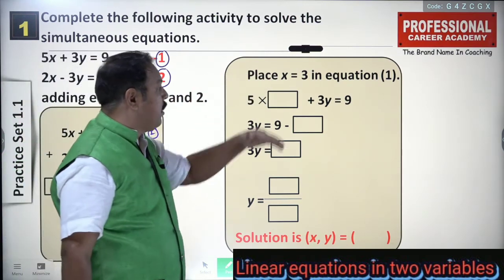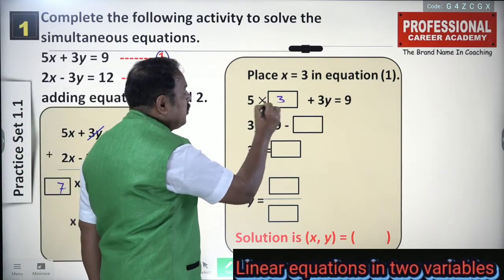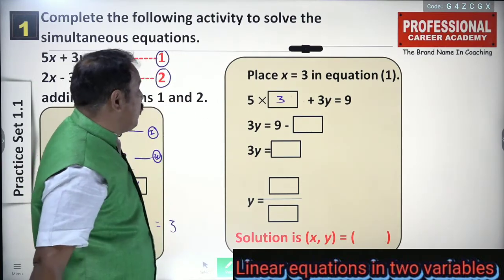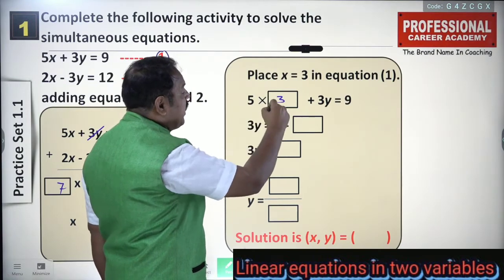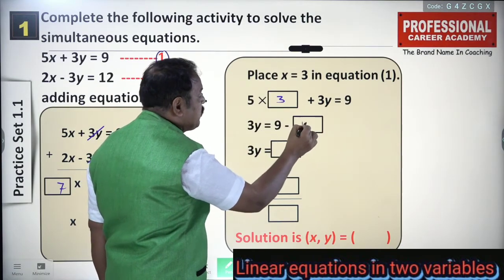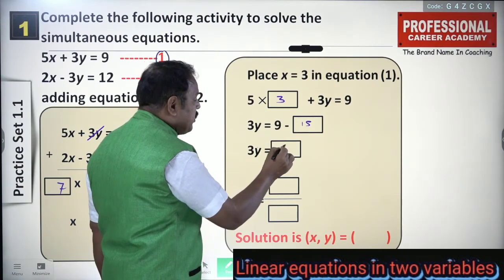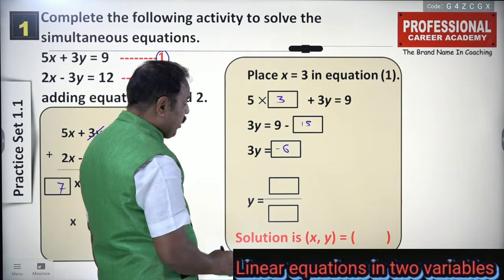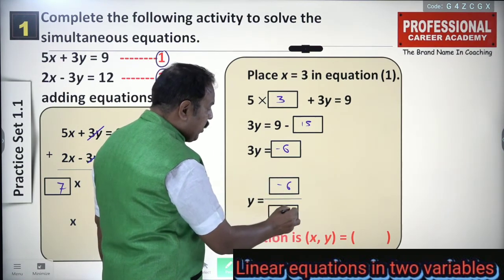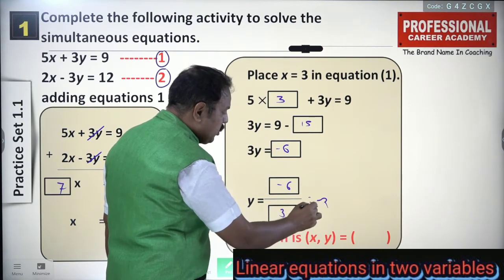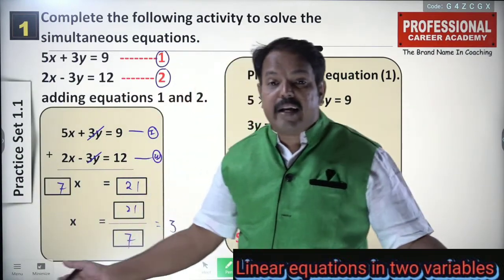So place x equal to 3 in equation number 1. So 5 into 3, because x is 3, plus 3y is equal to 9. So 5 into 3 means it is 15. Take this 15 to the right hand side, it will be minus 15. So 3y is equal to 9 minus 15, which is minus 6. So y is equal to minus 6 upon 3. So what is y? y is equal to minus 2.